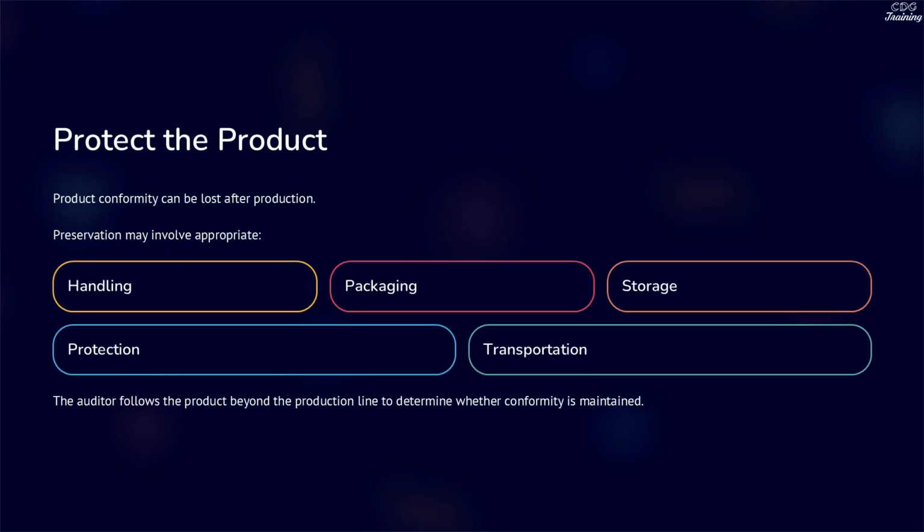Product conformity can be lost after production. Preservation may involve handling, packaging, storage, protection, and transportation. The auditor follows the product beyond the production line to determine whether conformity is maintained.